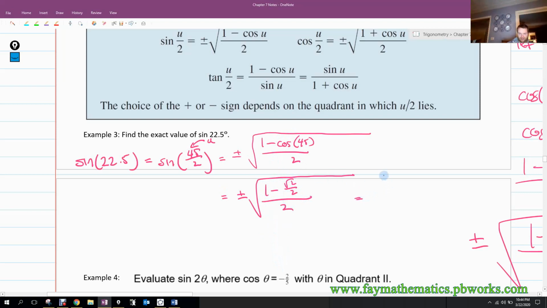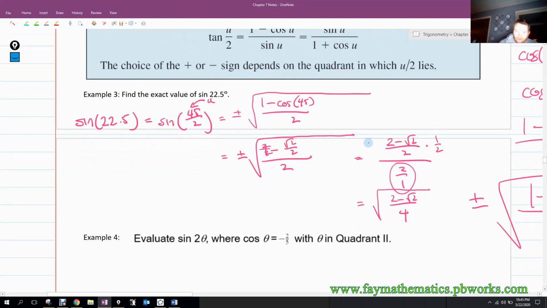We can go ahead and simplify this. I'm going to write that 1 as 2 over 2, so the top would be 2 minus root 2 over 2, all over 2 over 1, multiplied by that reciprocal, so it would be 1/2. So now I'm going to get the square root of 2 minus root 2 over 4. I'm running out of room here, so I rewrite this as the root of 2 minus root 2, all over 2. That 4 can come out. And now it's still plus or minus.